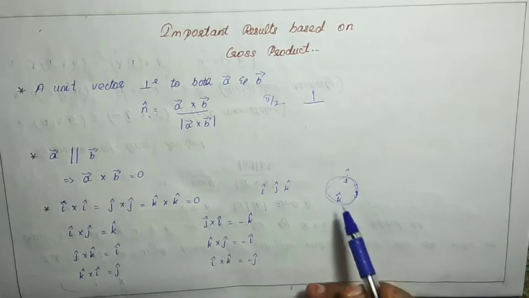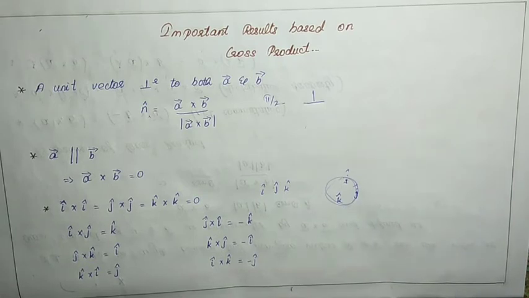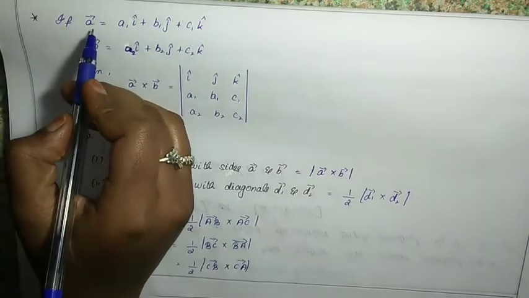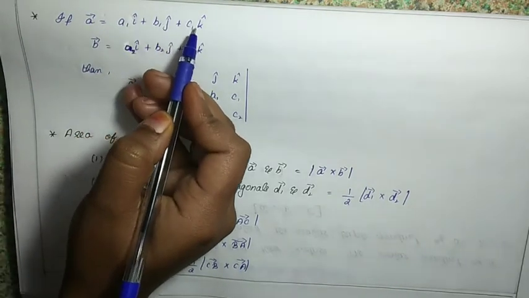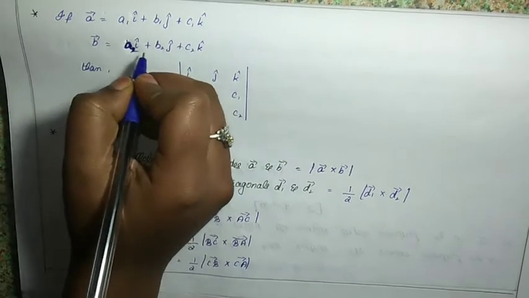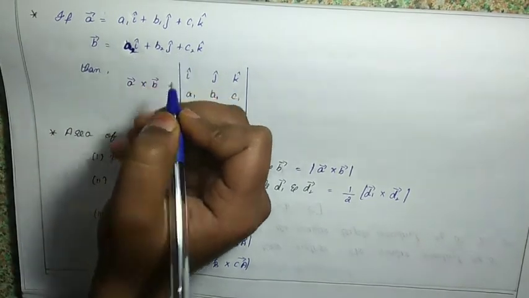Okay, if it is anti-clockwise, we will be adding one minus sign before. So if you just check with these two, you will be able to understand it. If A vector is A1 i cap plus B1 j cap plus C1 k cap, and B vector is A2 i cap plus B2 j cap plus C2 k cap, okay?